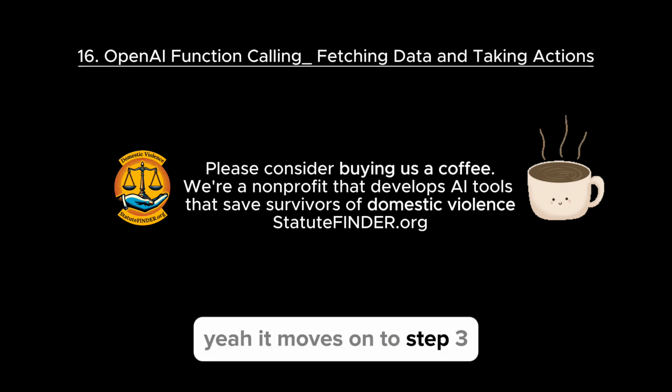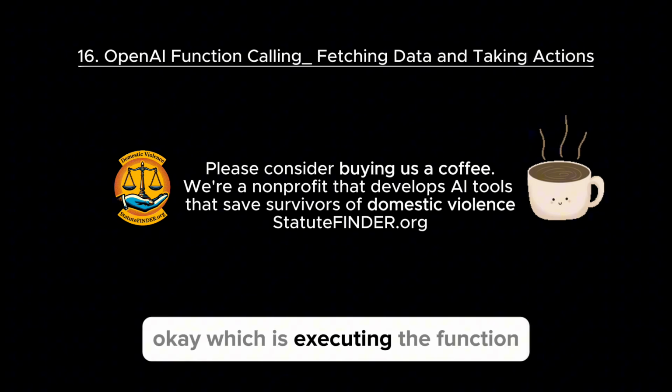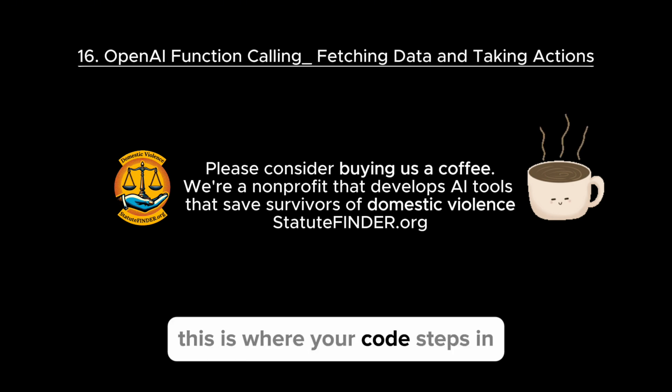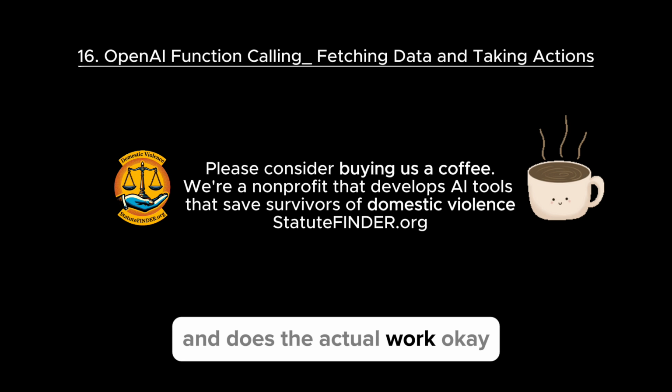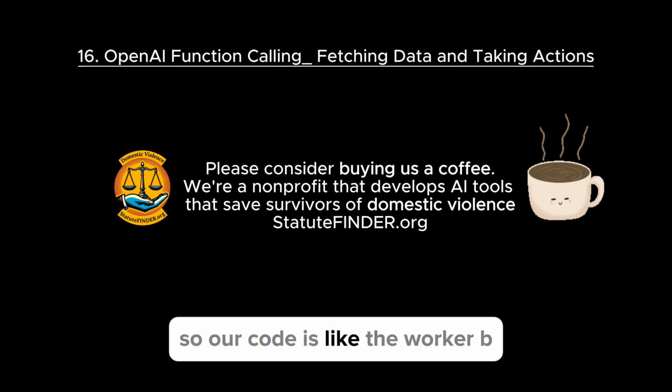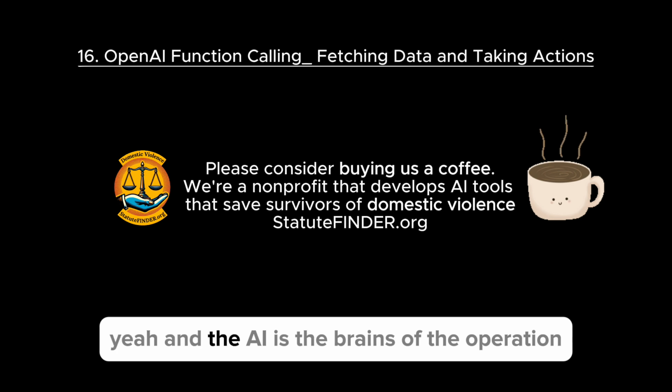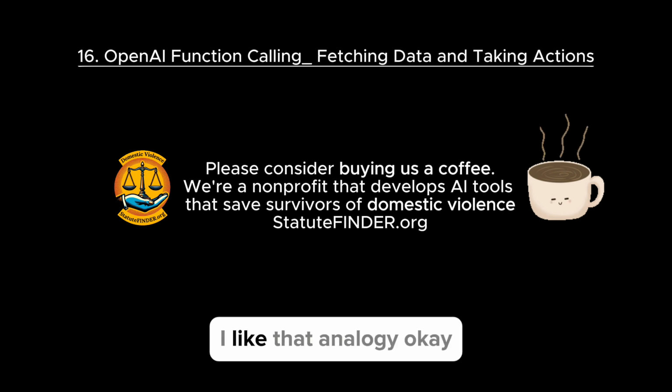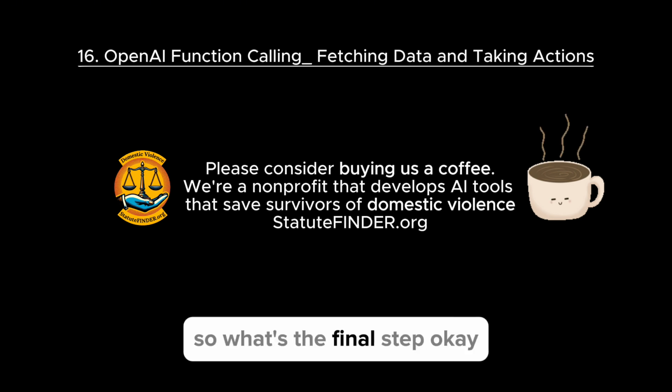Then if it decides it needs the function, it moves on to step 3, which is executing the function. So this is where your code steps in and does the actual work, like fetching the weather data in our example. So our code is like the worker bee, and the AI is the brains of the operation. I like that analogy. So what's the final step?